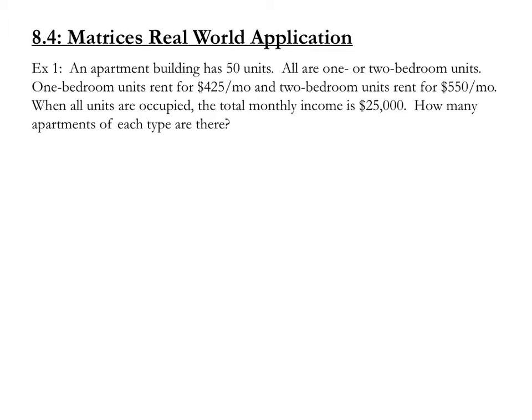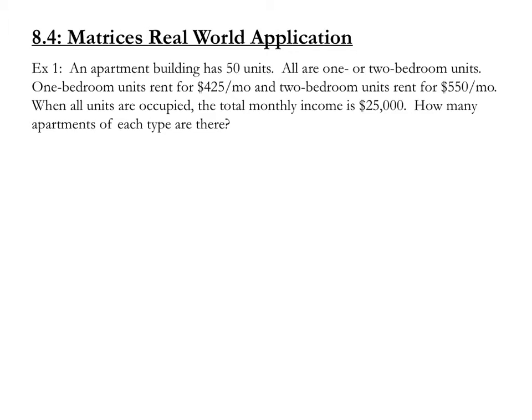It says an apartment building has 50 units. All are 1 or 2 bedroom units. 1 bedroom units rent for $425 per month, and 2 bedroom units rent for $550 per month. That's a steal, guys. That's not accurate as to today's times. When all the units are occupied, the total monthly income is $25,000. How many apartments of each type are there?